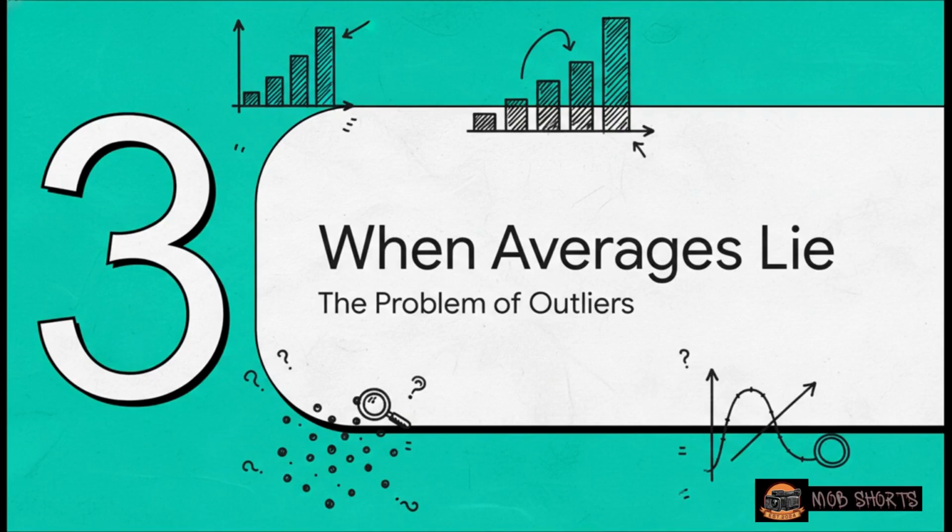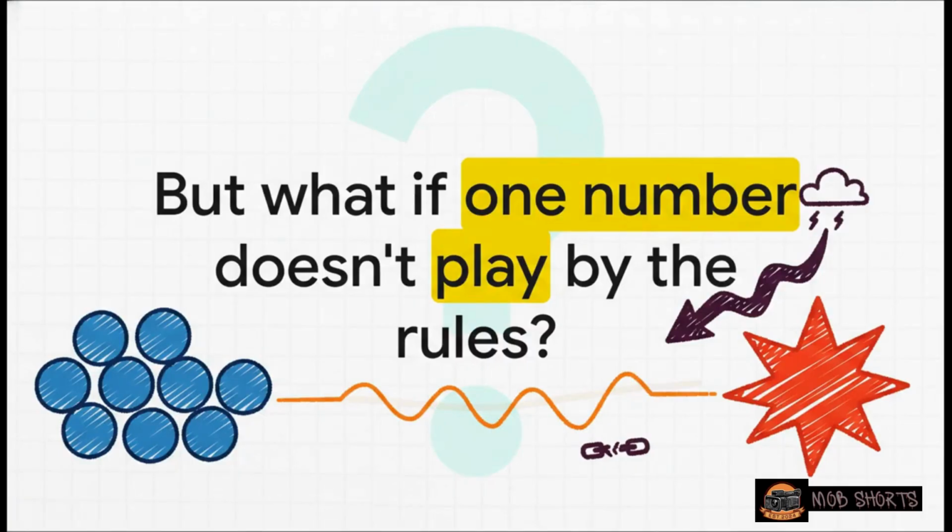Okay, so now you might be thinking, the mean seems pretty solid. I'll just use that all the time. But hold on. The mean has a big weakness, a sort of Achilles heel, and it shows up when one number just doesn't play by the rules. This is where averages can actually lie to you. Yeah, we call these rogue numbers outliers. They're these values that are just way, way higher or way lower than everything else. And man, can they mess up our mean.